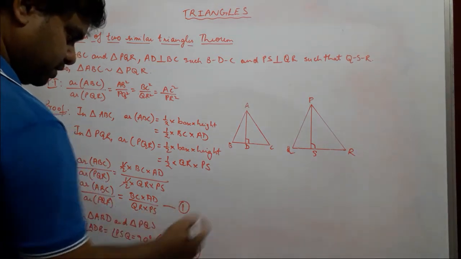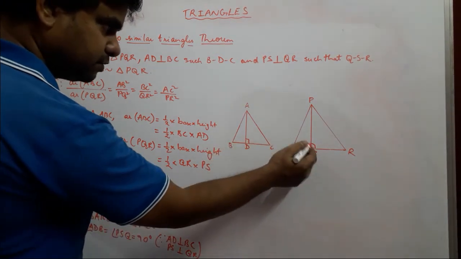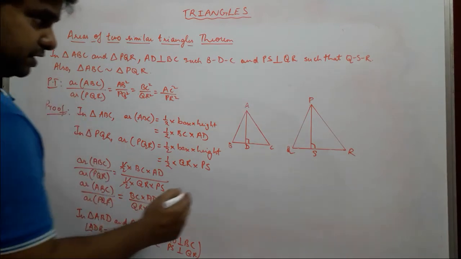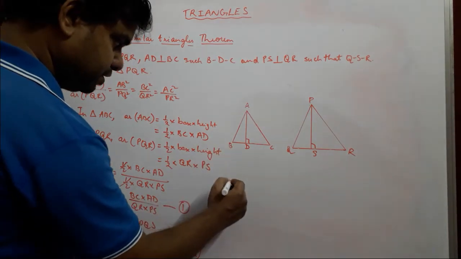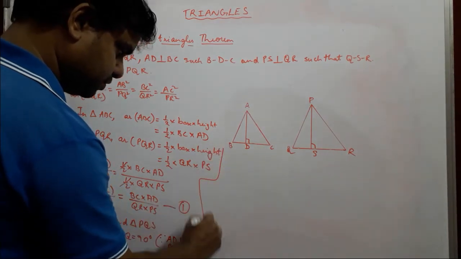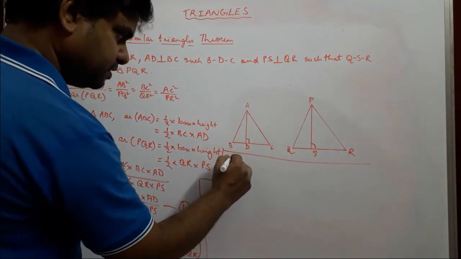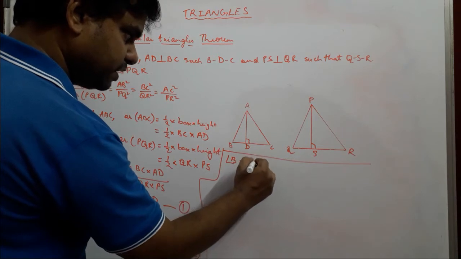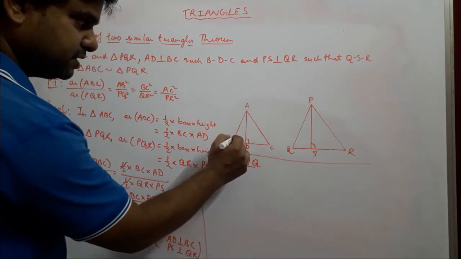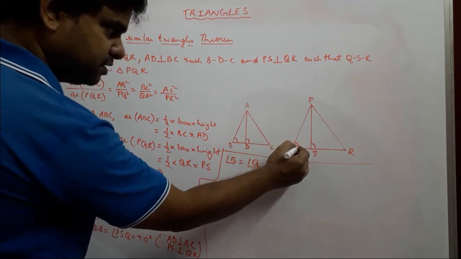Next I'll continue over here. So we've got two angles equal to each other. We also see that we can put over here, I'll just mark it over here, that angle B is equal to angle Q. Why is this angle equal to this angle?